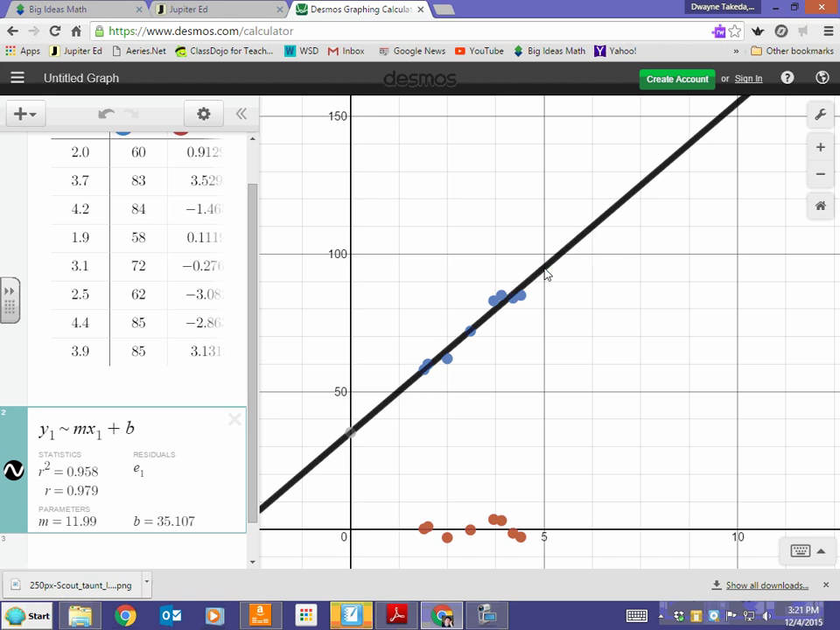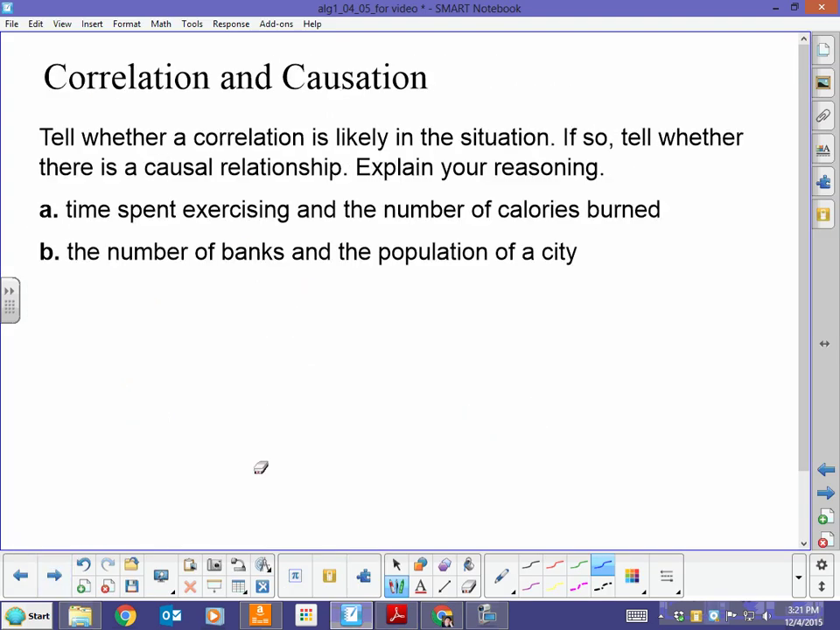That's interpolation and extrapolation. Let's go back and look at one more thing here. We want to look at correlation and causation, and this is just an explanation of these words. It says, tell whether correlation is likely in this situation. If so, tell whether there's a causal relationship. Causal relationship means something causes something else to happen. So, letter A, time spent exercising and the number of calories burned. Well, we can logically reason that the more time you exercise, the more calories you're going to burn.